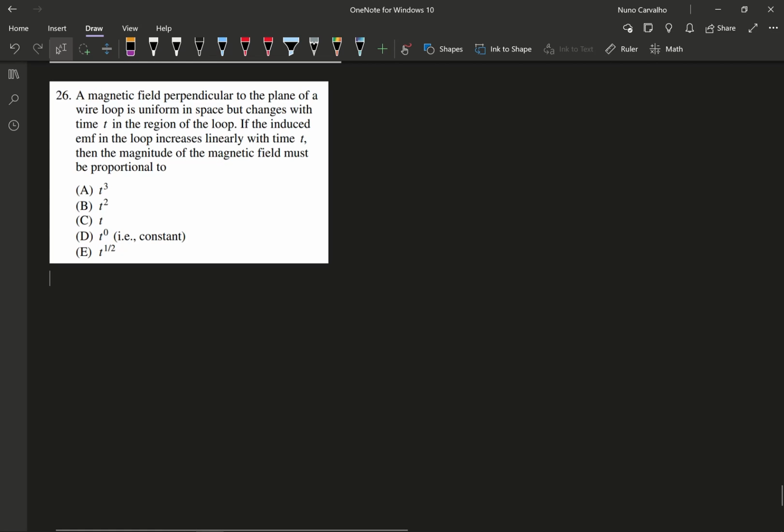Number 26, a magnetic field perpendicular to the plane of a wire loop is uniform in space but changes with time t in the region of the loop. If the induced EMF in the loop increases linearly with time t, then the magnitude of the magnetic field must be proportional to. Well, the key word here is that the EMF in the loop is increasing linearly with time t. Linearly, that means that we can say that the EMF is directly proportional to t.